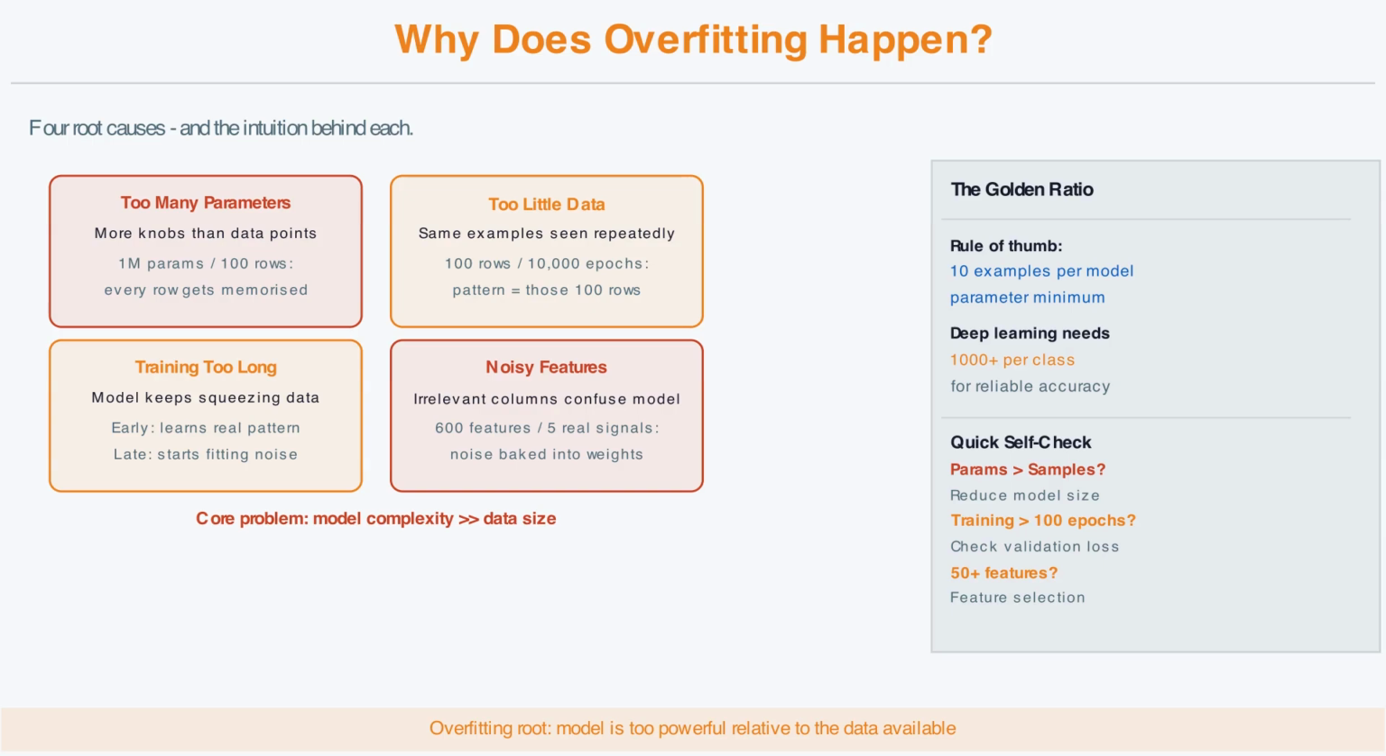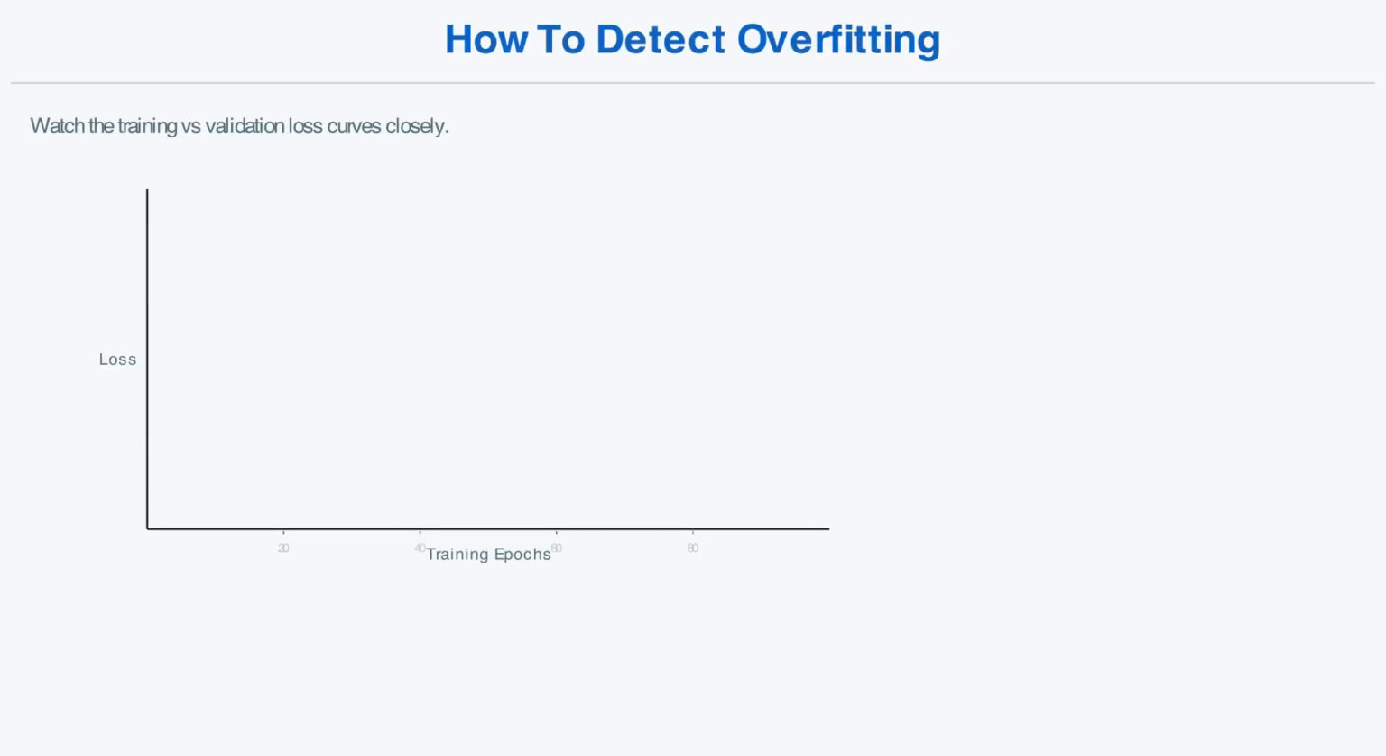If you feed the model 600 input features but only 5 of them are genuinely predictive, the remaining 595 columns are noise. The model will incorporate that noise into its weights and overfit. The core problem in every case is the same: model complexity is too high relative to the amount of clean, relevant data available. How do you detect overfitting?